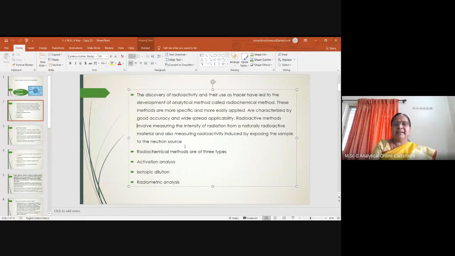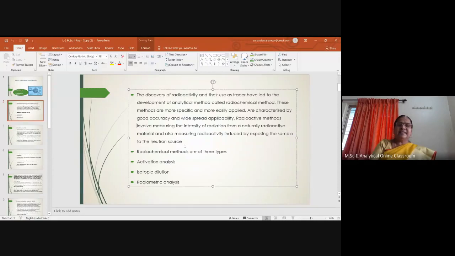You know that by using the Geiger-Muller counter or scintillation counter, we can measure the radiations given by this radioactive material. This material may be naturally radioactive, or radioactivity is induced in it by exposing it to the neutron source, that is, neutrons are bombarded on that material which makes it radioactive. But these radiochemical methods are of 3 types: the activation analysis, isotopic dilution, and radiometric analysis.